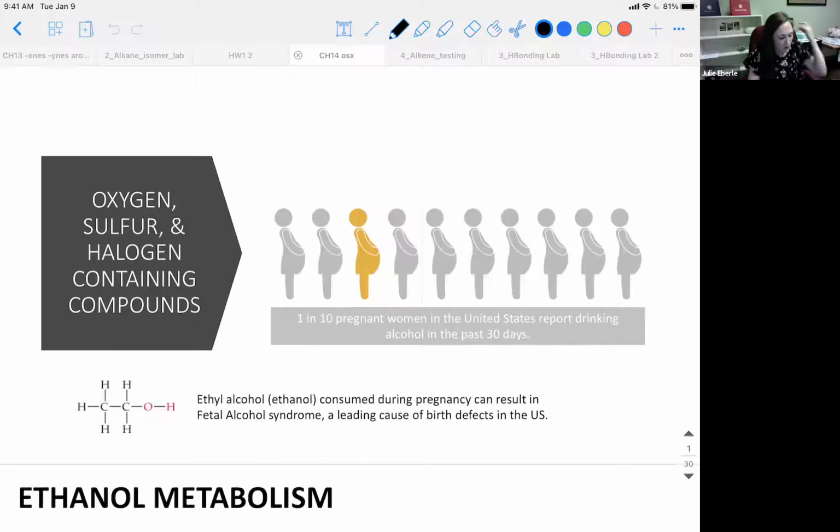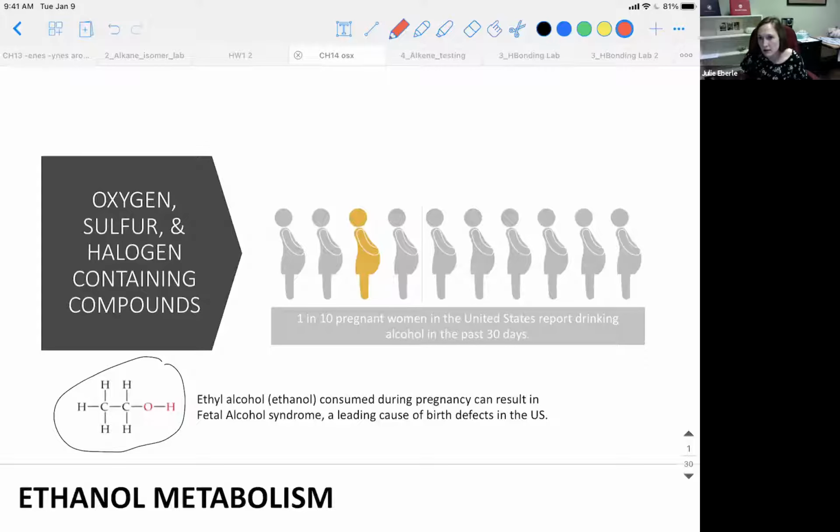So we're going to talk about compounds that contain some really important elements: oxygen, sulfur, and halogens. Okay, so I wanted to intro this whole chapter with an aspect of one particular molecule. If you look down at the bottom of the slide, this is ethanol. We're all familiar with ethanol. It's the alcohol in alcoholic beverages. This is what it looks like.